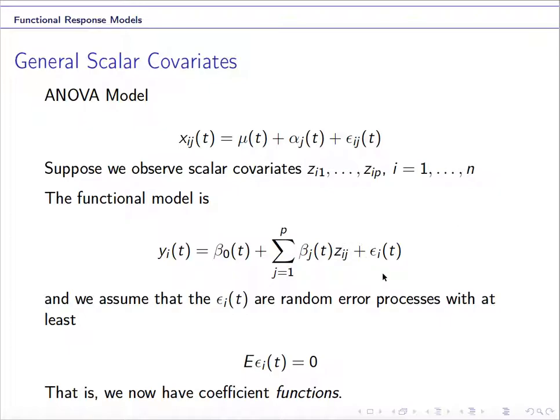Okay, so this is the model we have. We also call this model a function-on-scalar linear regression model. Here we assume that the random error epsilon_i(t) has mean 0. Our objective is to estimate beta_0(t) and beta_j(t). Here beta_j(t) represents the effect of the j-th scalar covariate Z_ij on the functional response Y_i(t). Any question about this model? Okay.